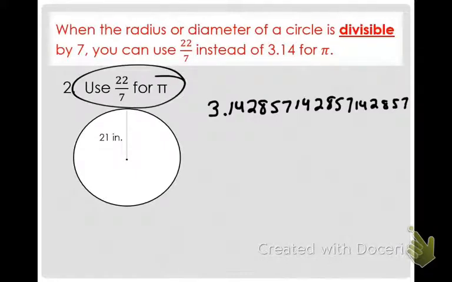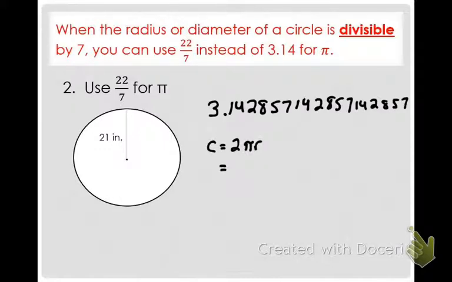So it says use 22 over 7 for pi. Looking at what I have inside this circle, does it give me the radius or the diameter? Radius. It gives me the radius. So what is the formula when finding circumference when we know the radius? C equals 2 times pi times r. C equals 2 pi r. All right? So let's go ahead and work this out.